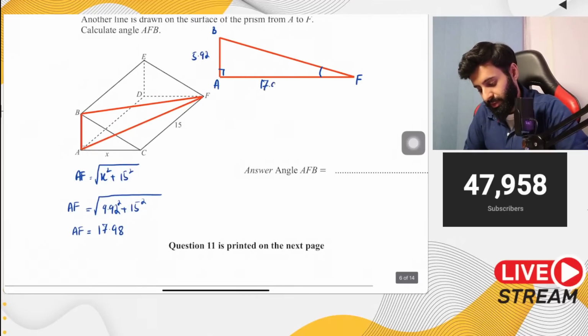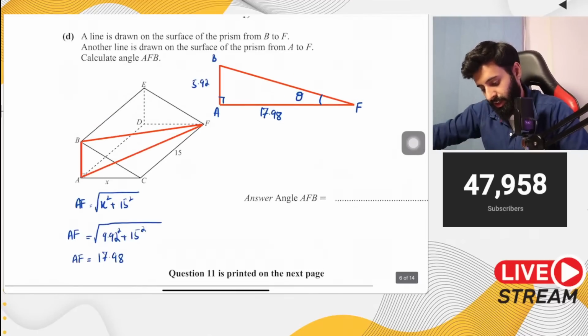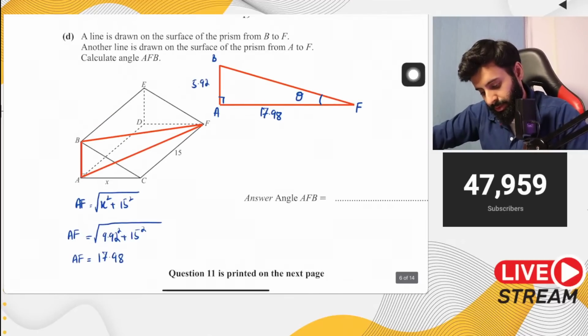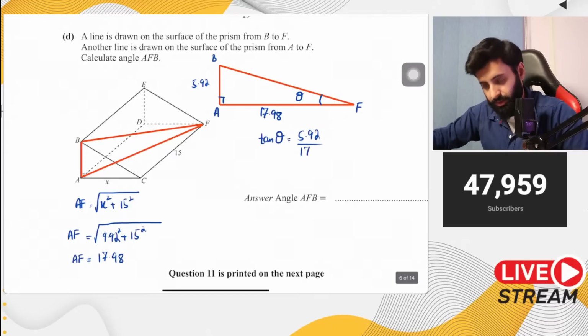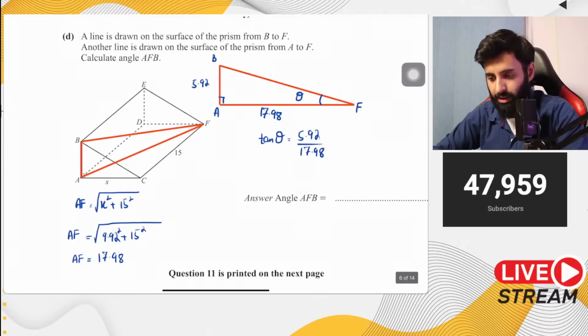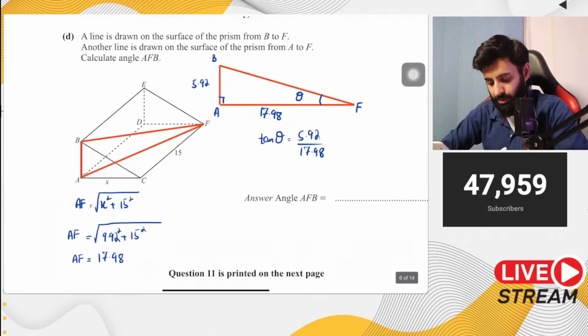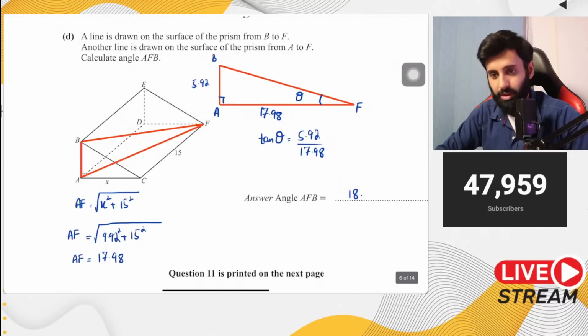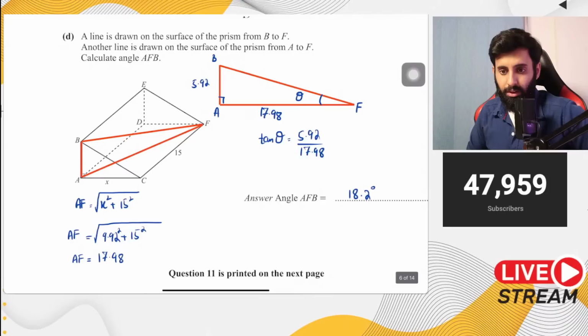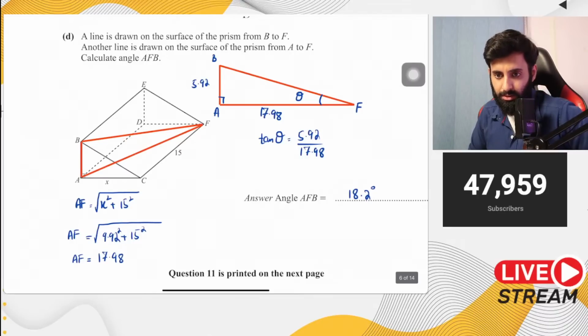Now this is enough information to calculate the angle AFB. What we're going to use is tan theta equals opposite upon adjacent. So you work this out, see what we get. Tan inverse of 5.92 divided by 17.98. Admath students, make sure that you reset your calculator. So the answer is 18.2 degrees. And there you go, fellas, that's your answer.